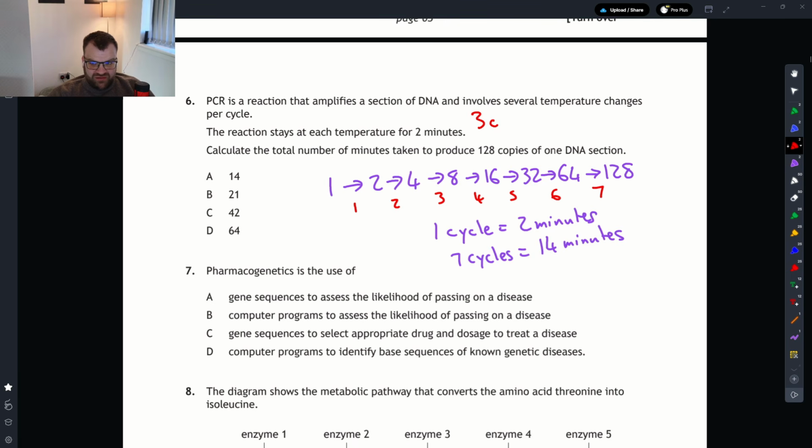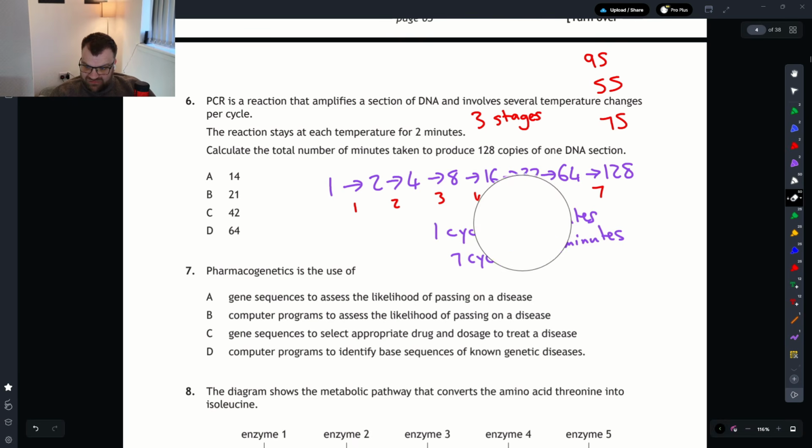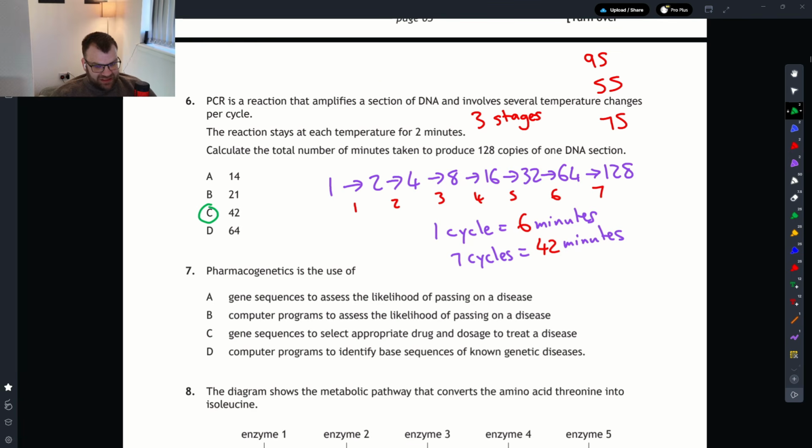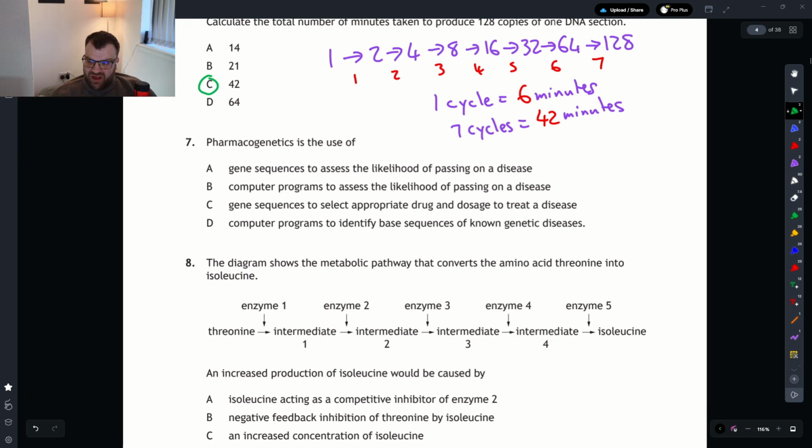There are 3 temperatures: it gets heated to around 95 degrees to break the hydrogen bonds and separate strands, down to 55 to allow primers to bind to target sequences, and 75 for DNA replication to take place. So actually, I have been initially conned, because it is actually 6 minutes. So then it's 7 sixes, which gives us 42 as the correct answer. Most commonly, they'll tell you how long 1 cycle is, that's the 3 stages together. They've been a bit sneaky here, but just about got away with it.